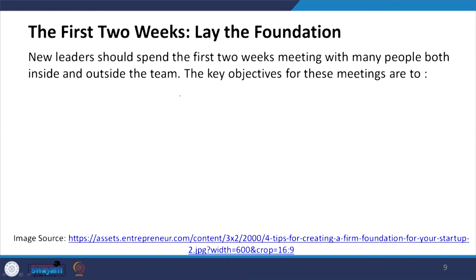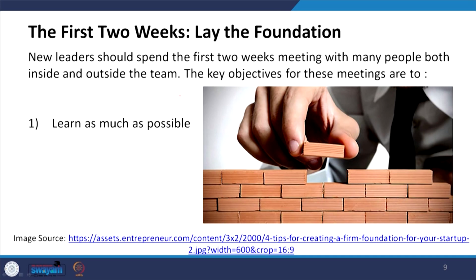New leaders should spend the first 2 weeks meeting with many people to lay the foundation, both inside and outside the team. The key objectives for these meetings, whenever you are meeting with people from different departments or sections, or even from the suppliers, are to learn as much as possible.